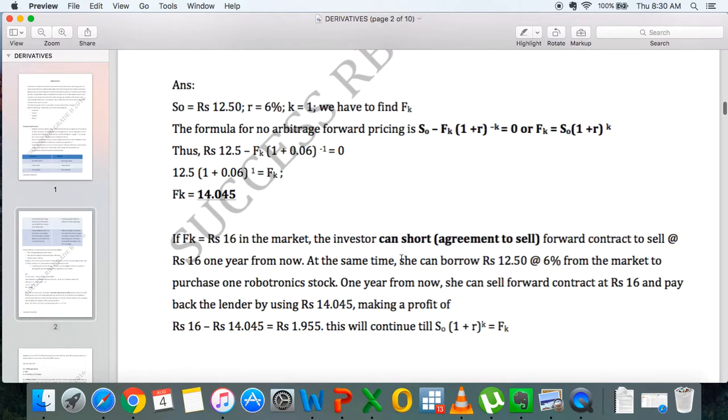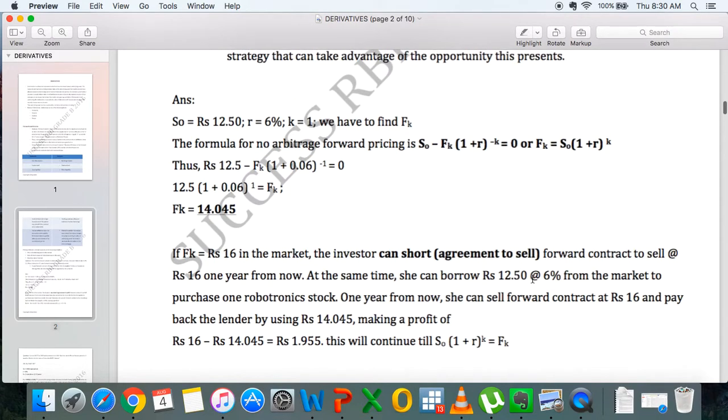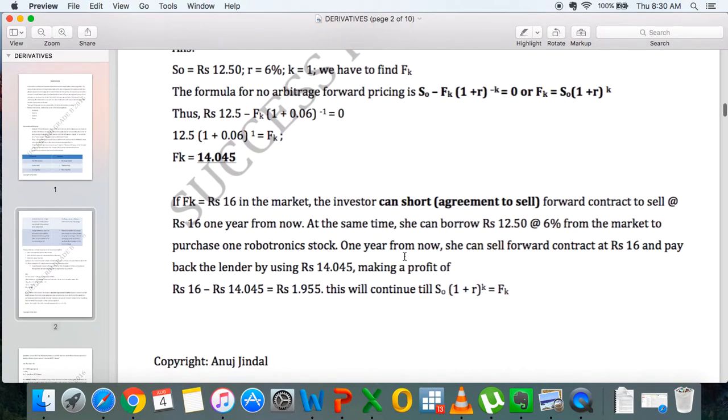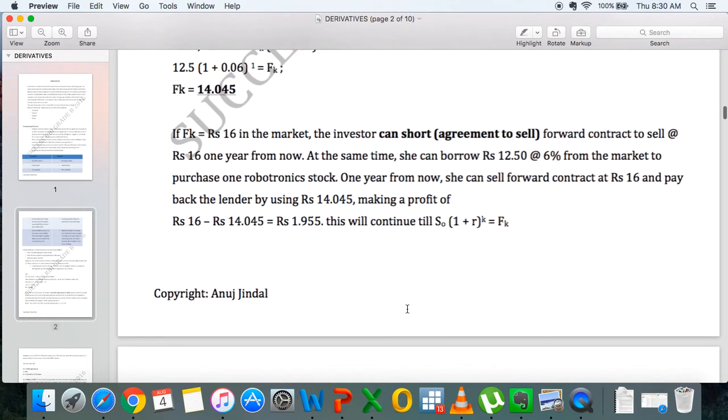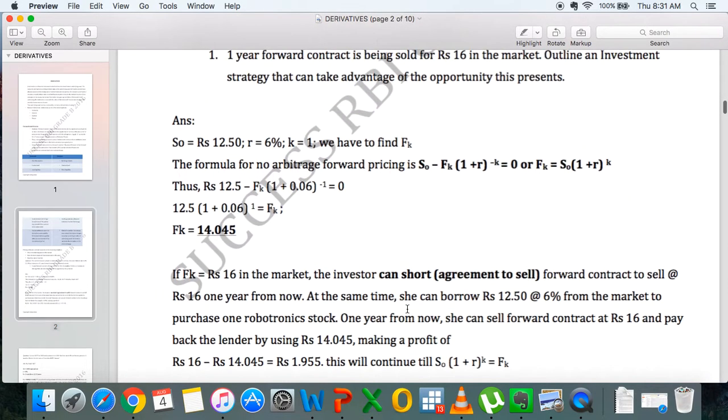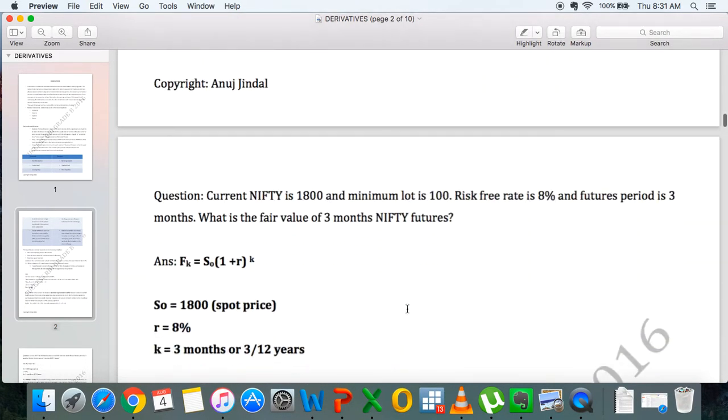So what will I do? I will borrow rupees 12.50 at 6% from the market to purchase one Robotronic stock. So I will borrow this much money and purchase the stock. After 2 years, I will have to pay back this much money, 12.50, at the rate of 6%. But then by selling that stock, I can get 16 rupees. So I will be making a profit of 1.955. This is how you make money in the forward and futures market. So this is a very basic question.